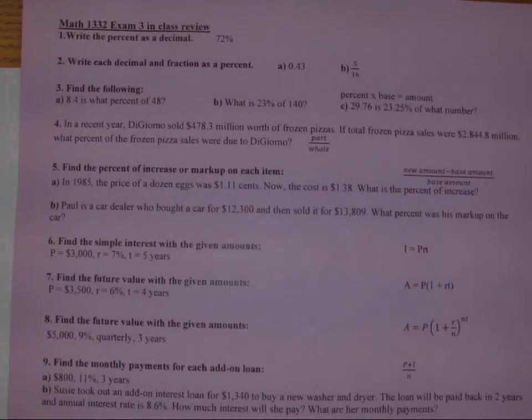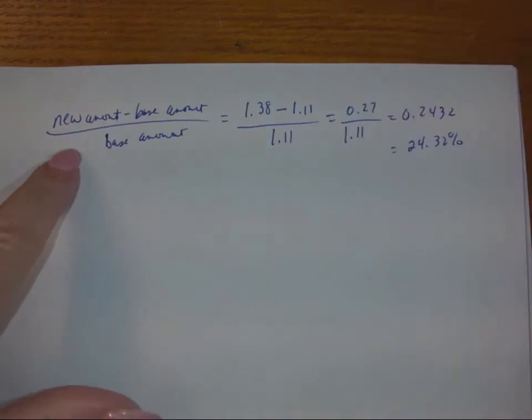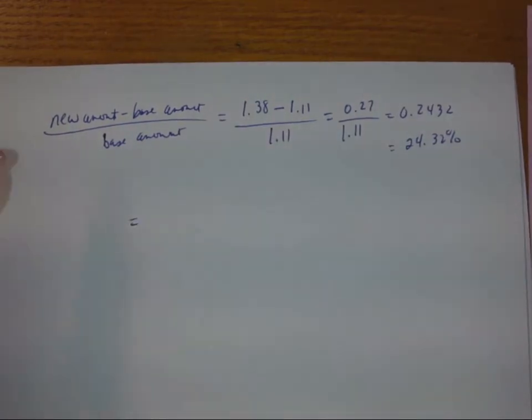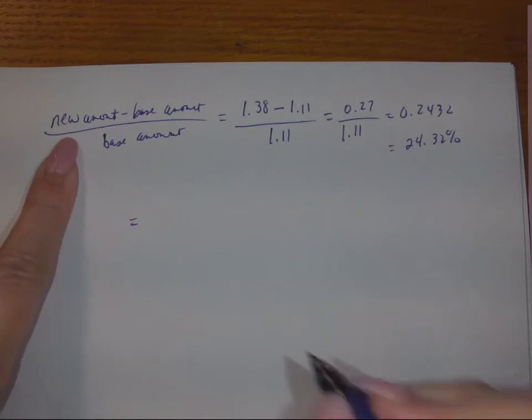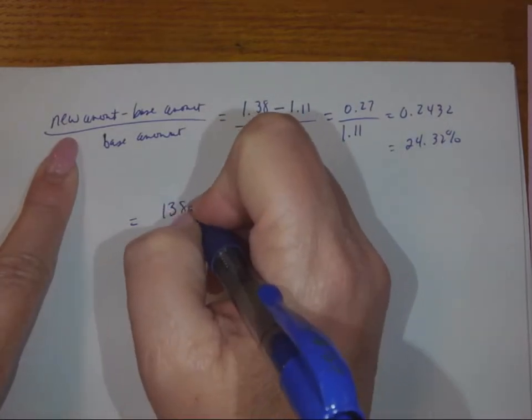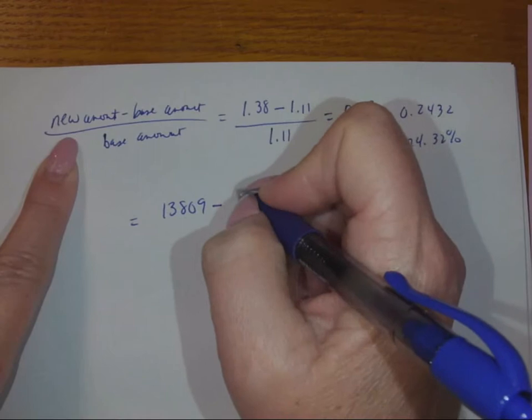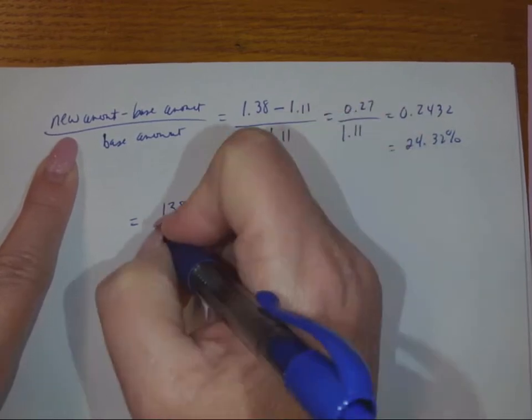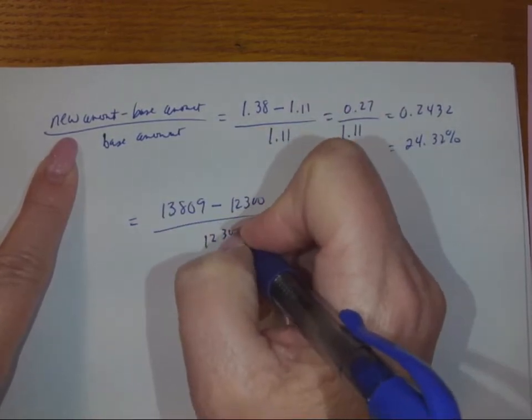He's a car dealer who bought a car for $12,300 and then he sold it for $13,809. What percent was his markup on the car? So same formula, so I'm not going to rewrite the formula. New amount minus the base amount. So the new amount is what he sold the car for. So $13,809 minus the base, what he bought it for, over what he bought it for.